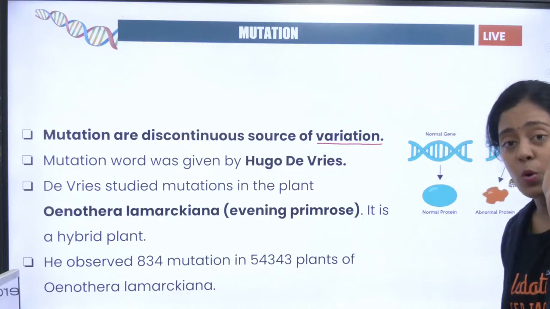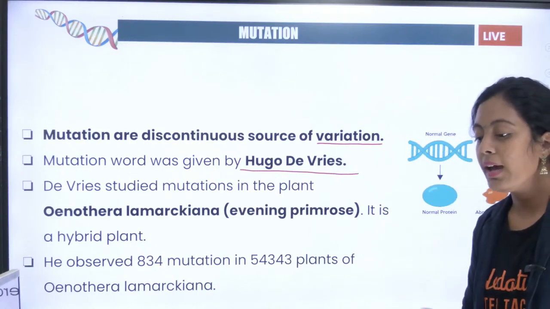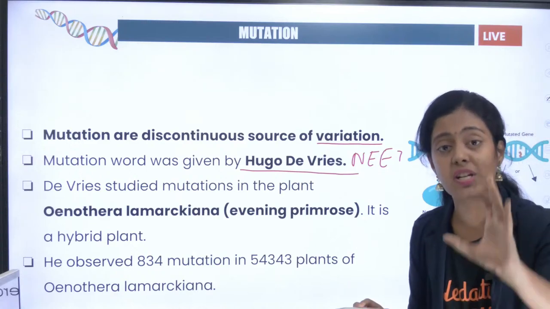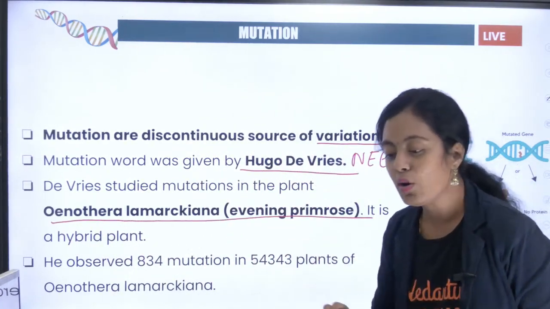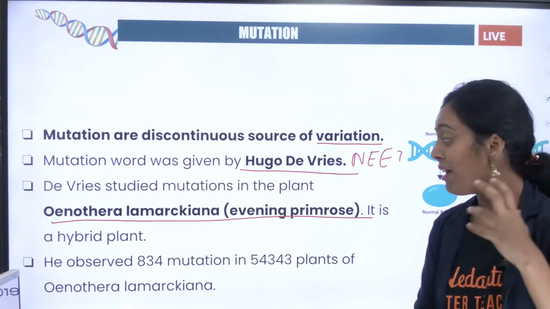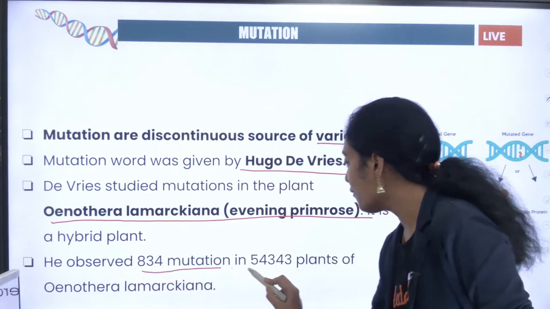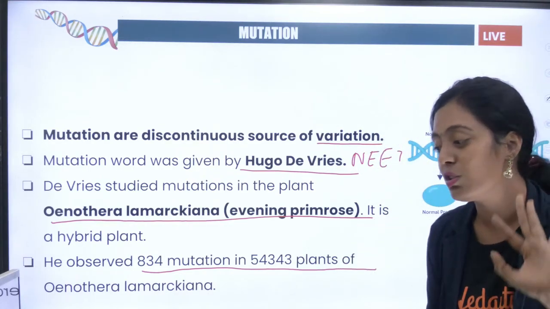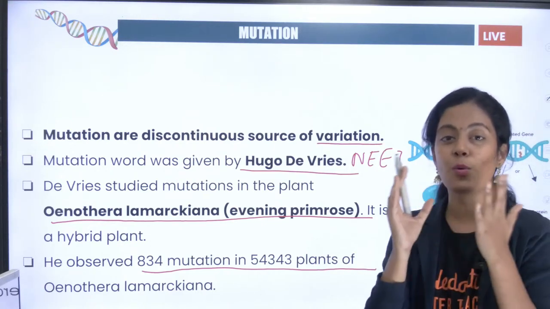And the word mutation was given by, very important, Hugo de Vries. Probable NEET question. He studied mutation in a plant called Oenothera lamarckiana, which is called evening primrose. The numbers are not important, it is just out of curiosity: he observed 834 mutations in 54,343 plants of Oenothera lamarckiana. Observing that many mutations, he put forward the mutation theory and postulated it.